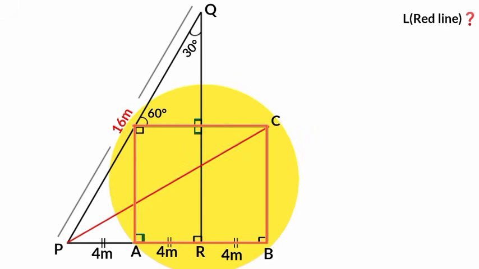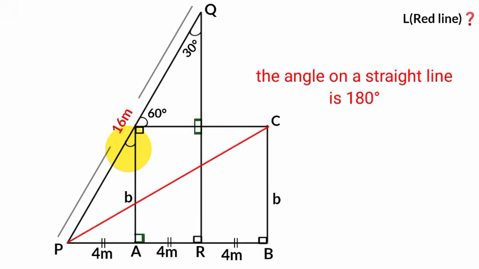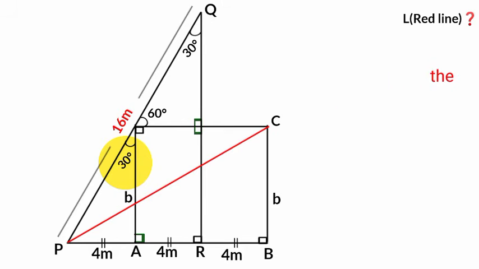Now from this rectangle, we know the length of opposite sides are equal. That is, this side and this side are equal in length. Let's say b. If we come here, this angle, this 90 degrees and this are aligned on the same straight line. The angles on a straight line is 180 degrees. So since this is 60 degrees and this 90 degrees, this must be 180 degrees minus 90 degrees minus 60 degrees, which is 30 degrees.